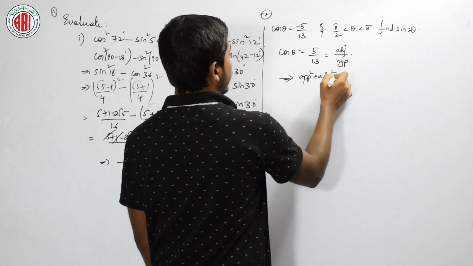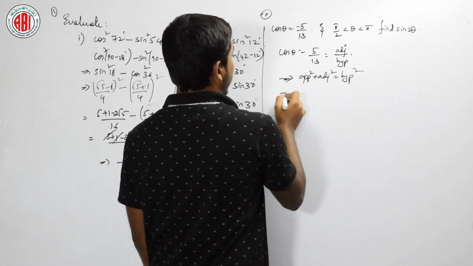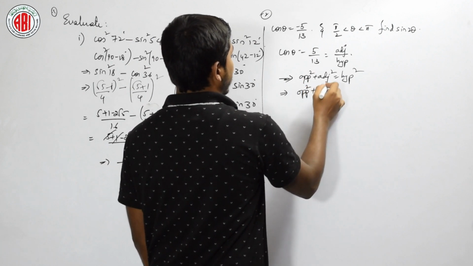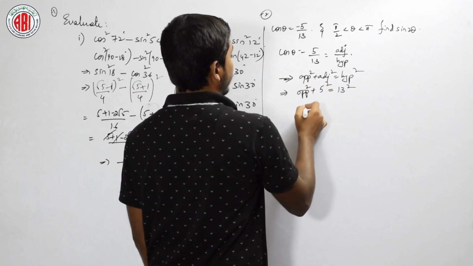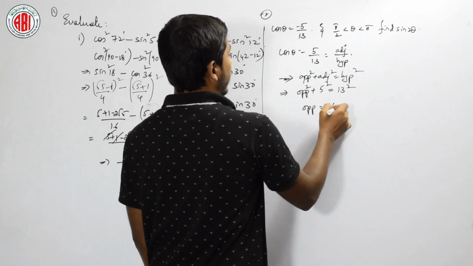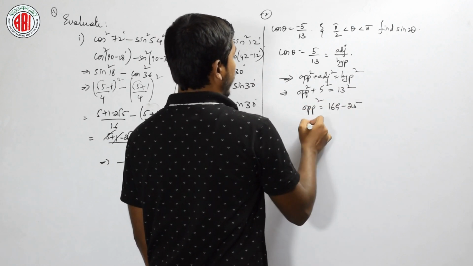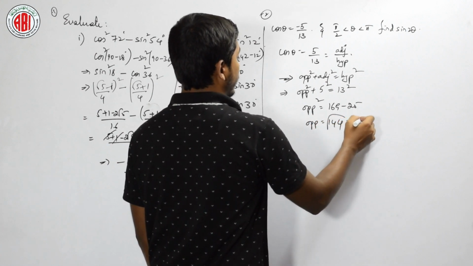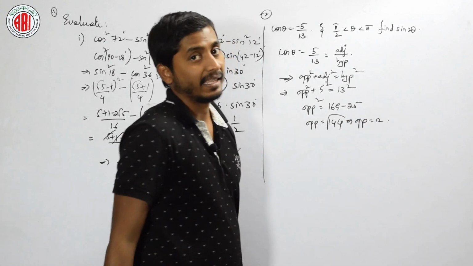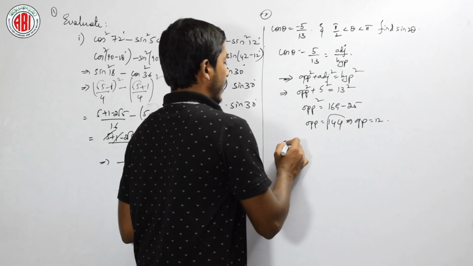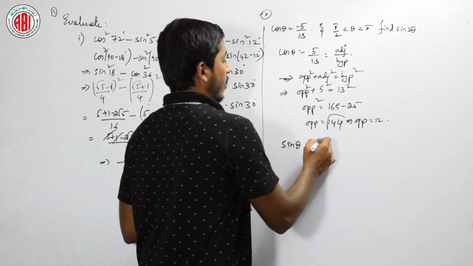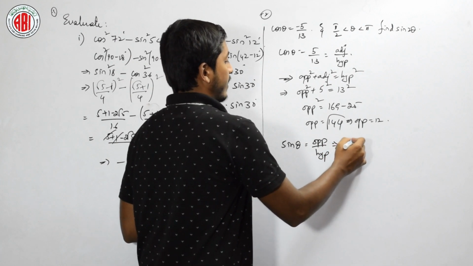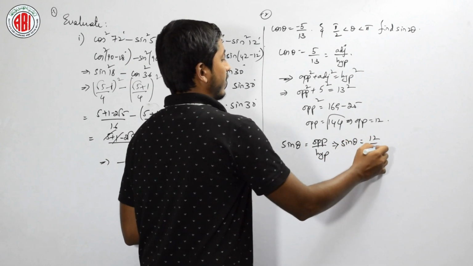Opposite square plus adjacent square equal to hypotenuse square, that is equal to, we have to find the value of opposite, adjacent is 5 square, hypotenuse is 13 square. Opposite is nothing but 169 minus 25, which is how much is it? Root of 144, which is opposite equal to 12, right. Then what is the value of sin theta? Sin theta is nothing but opposite by hypotenuse, that is sin theta is equal to 12 by 13.